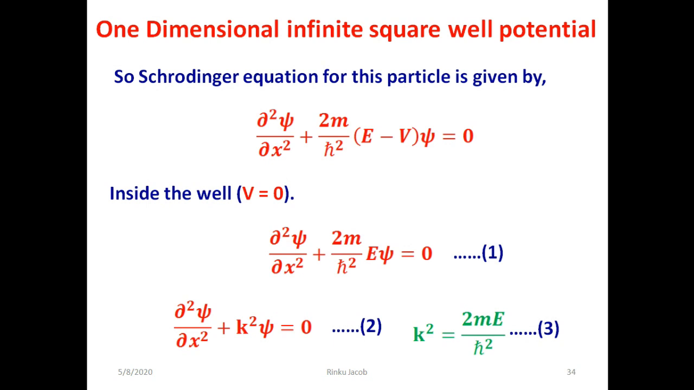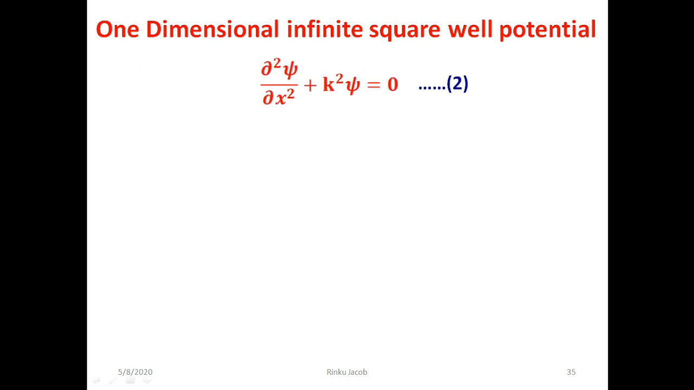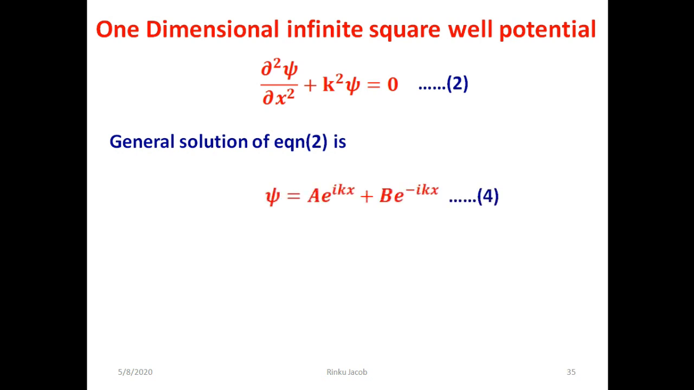That is equation 2. And the value of k² = 2mE/ħ² is taken as equation 3. So equation 2 is a standard form of differential equation. The general solution of this equation is ψ = A e^(ikx) + B e^(-ikx), which is given as equation 4. So this is the expression for the wave function that represents the trapped particle inside the potential well. Now we have to find the unknown terms in the equation, that is A and B.